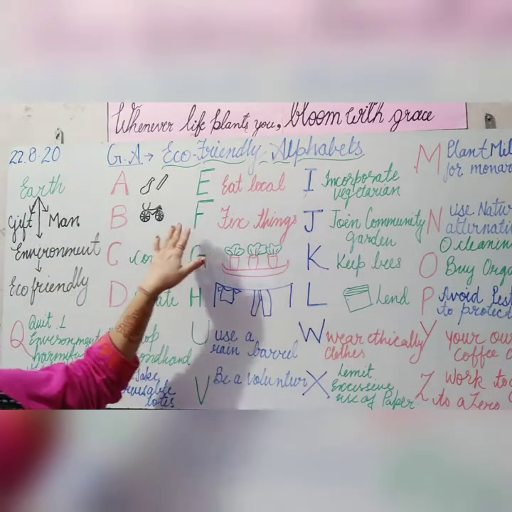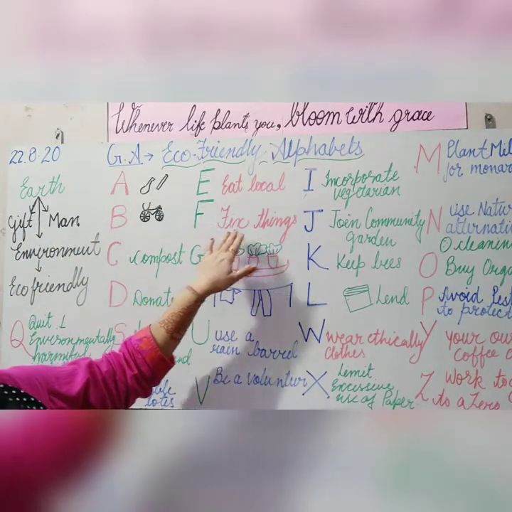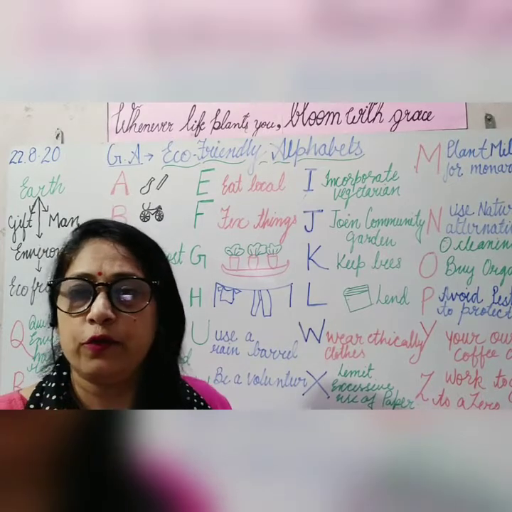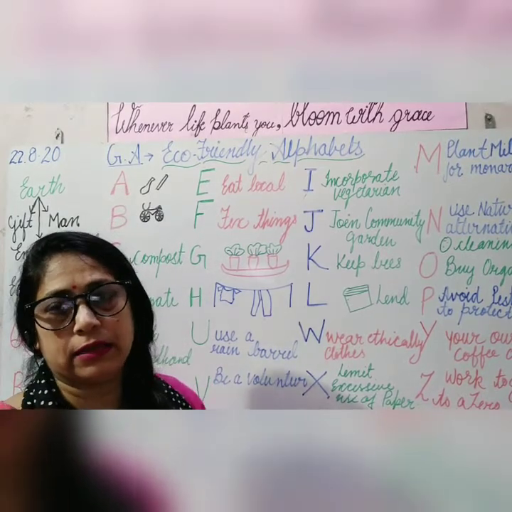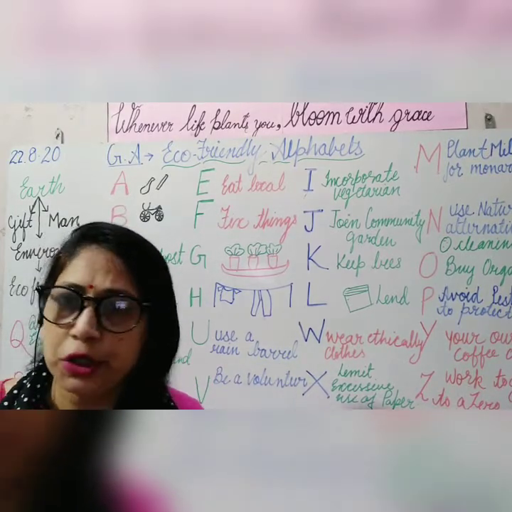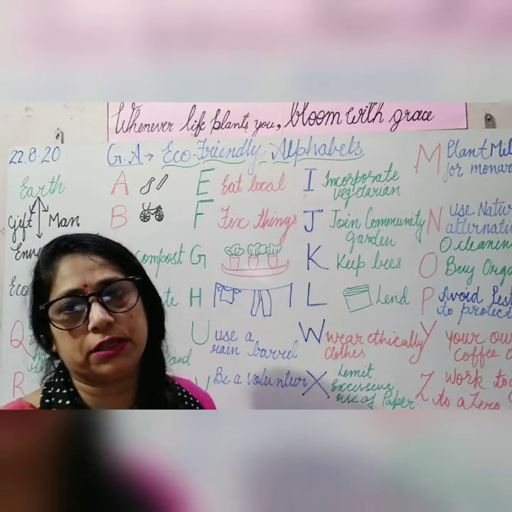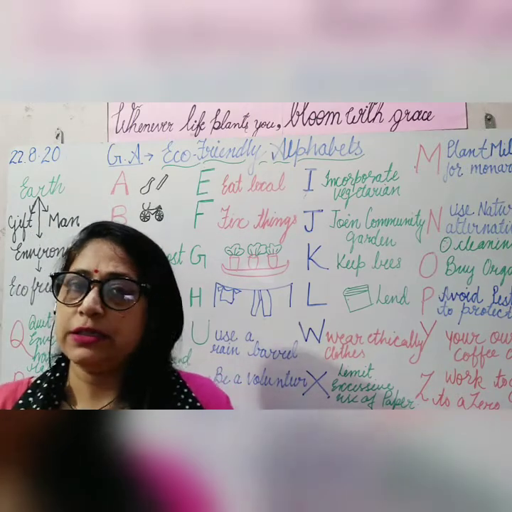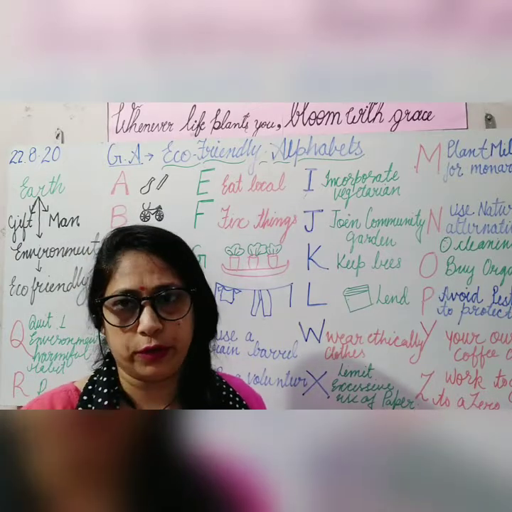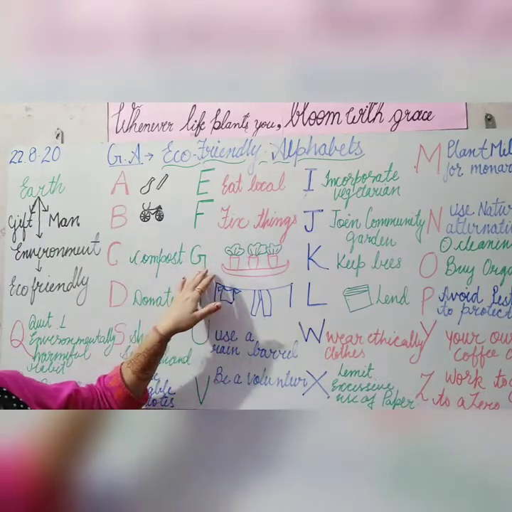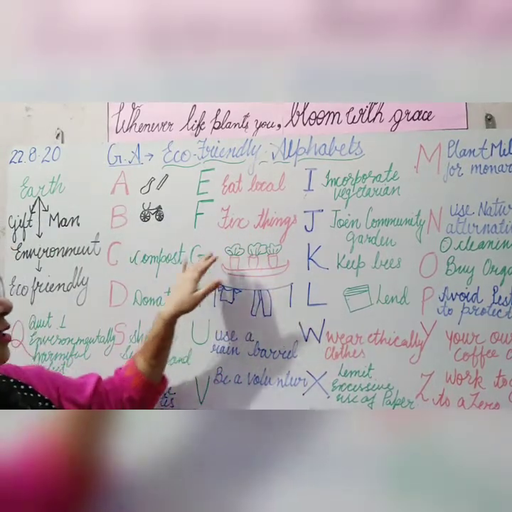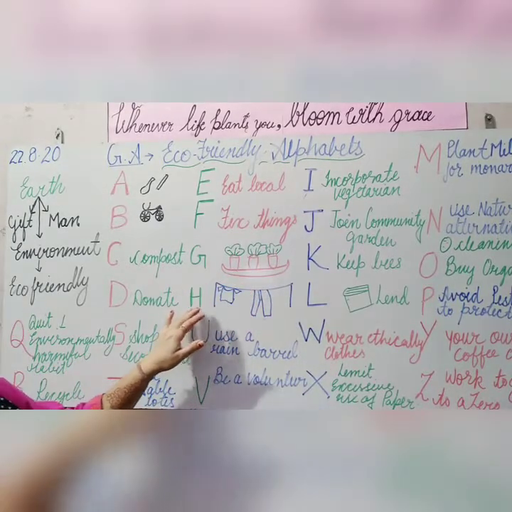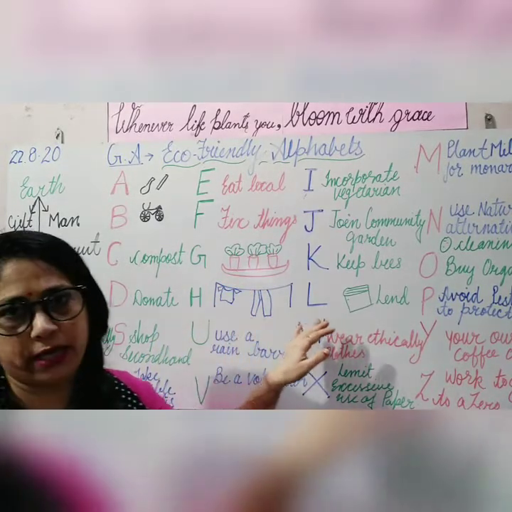Clear? F for fix things instead of replacing them. We should fix the things instead of buying new things. Suppose if the washing machine is out of order, we should get it repaired instead of buying a new one. Okay? G for grow your vegetables at your home. Okay? H for hang clothes to air dry.